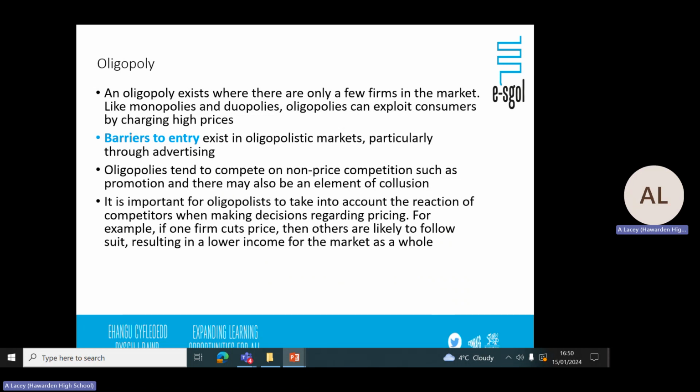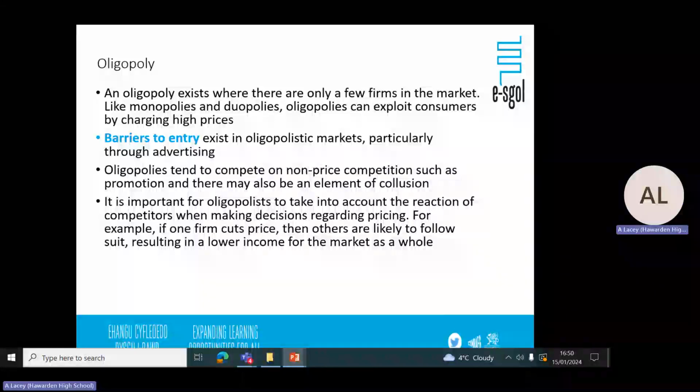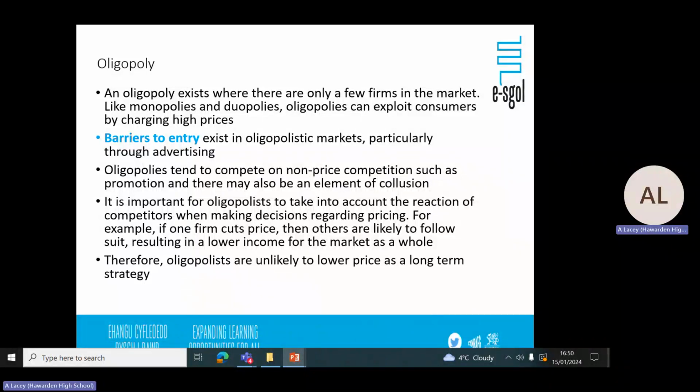And it's important to take into account the reaction of competitors when making decisions regarding prices. For example, if one firm cuts price, then the others are likely to follow suit, resulting in lower income for the market as a whole. Therefore, this is unlikely to be used as a long-term strategy.